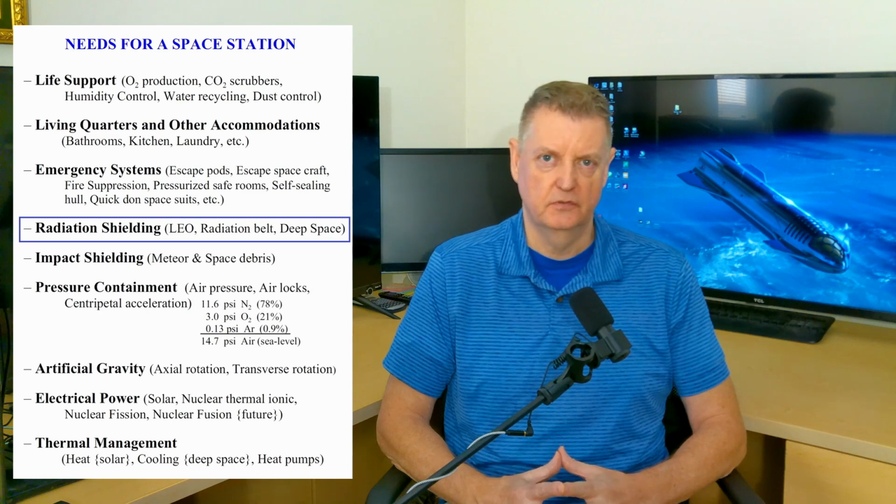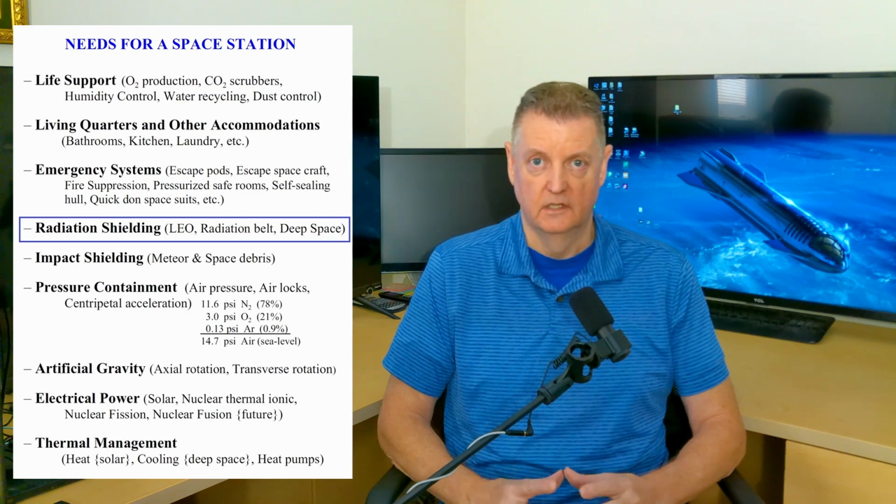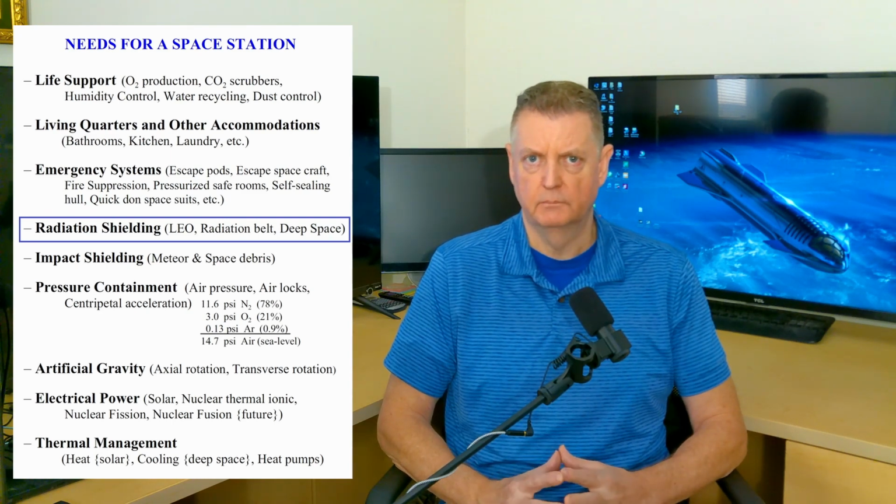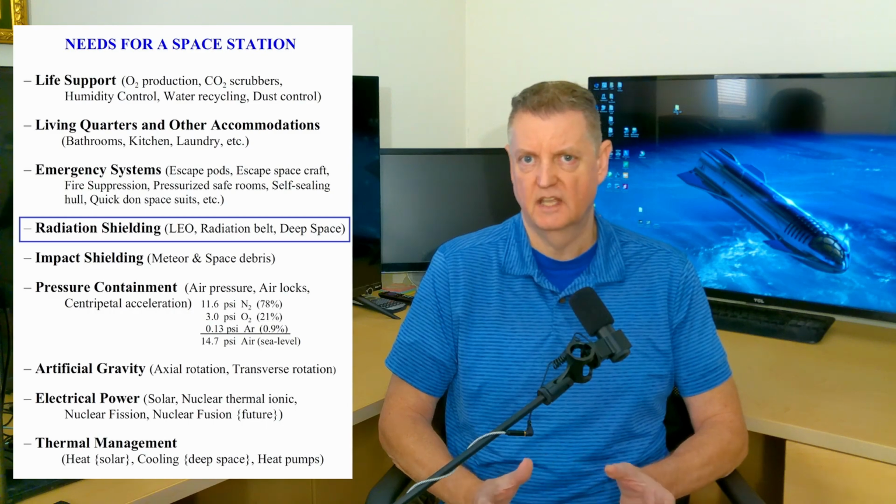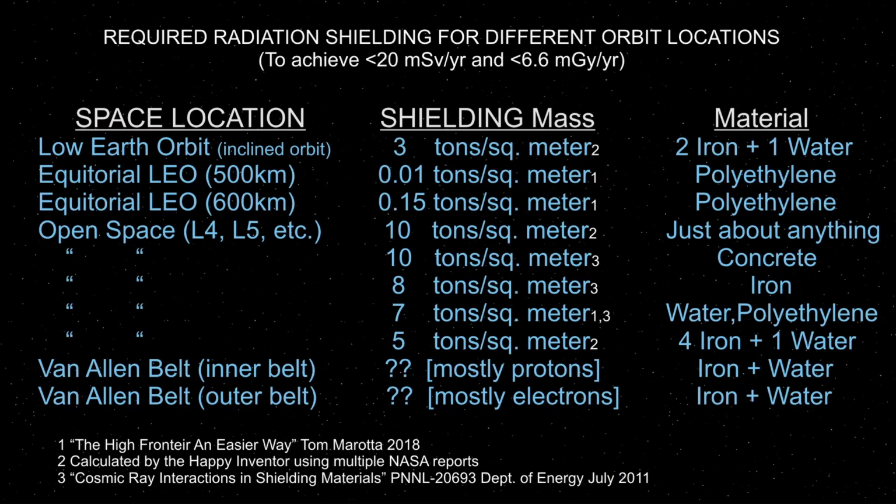Now let's consider the radiation shielding. Radiation shielding is incredibly important because radiation is damaging to the human body. And in low Earth orbit, radiation is not that high, and very little shielding can protect the astronauts.